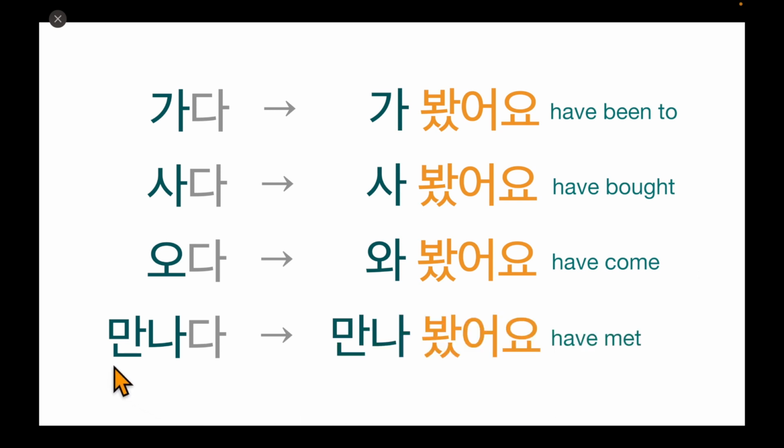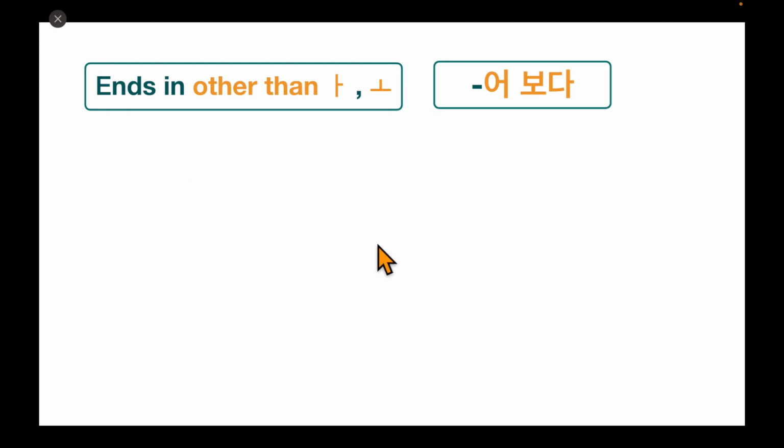Repeat after me. 만나다. 만나봤어요. One more time. 만나다. 만나봤어요. Now let's learn how to use 어보다.